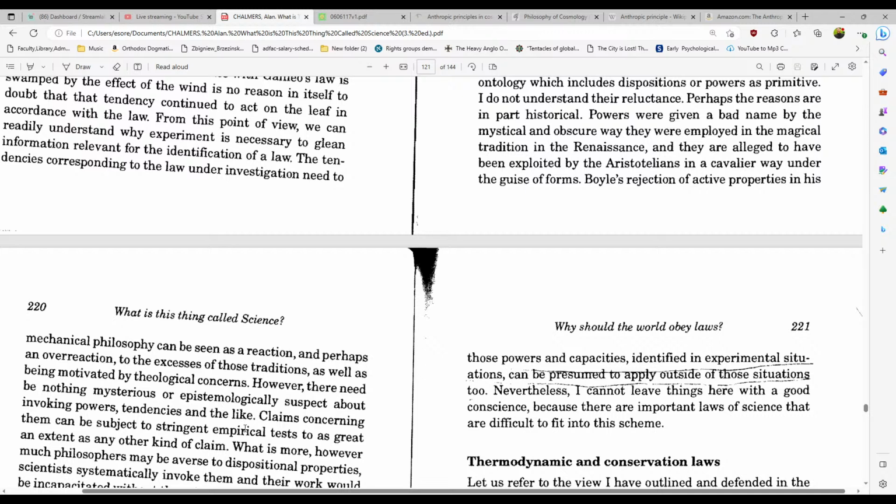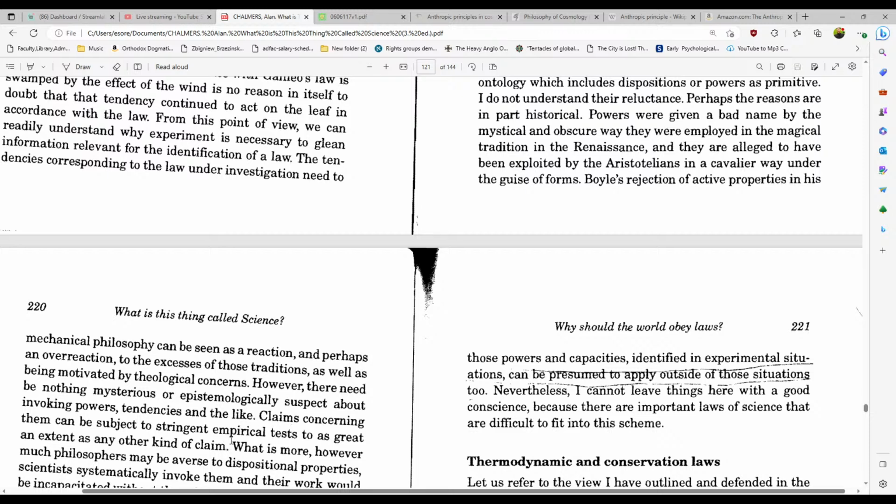Just reassure in a calming voice. Listen to my voice. There's nothing mysterious or epistemologically suspect or spooky about powers, tendencies, and the like. Say it with me. Powers, tendencies, and the like. Nothing spooky, no mystery.